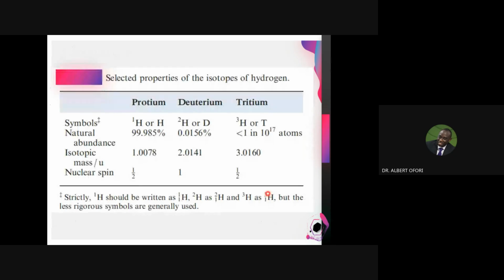So you look at the various isotopes. Yes, sir. What makes D2O heavy? The deuterium. Or what makes it heavy?